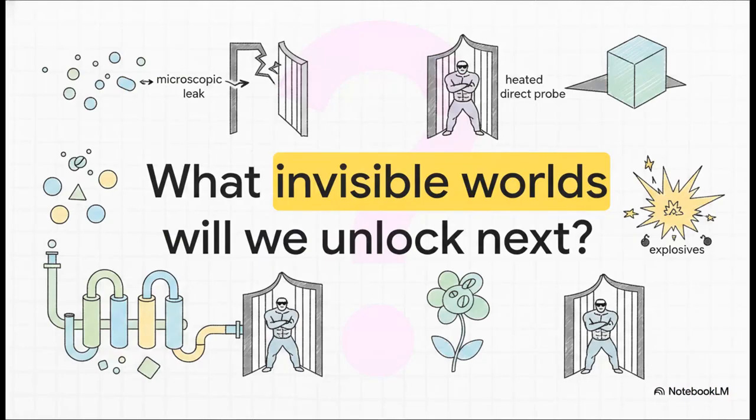Whether it's a volatile gas sliding through a microscopic molecular leak, a non-volatile solid being carefully chauffeured in on a heated direct probe, or a massive chaotic liquid mixture being meticulously sorted by a chromatograph, getting past the bouncer is the first and absolutely most critical step in molecular analysis. These exact techniques are what open the door for everything from discovering groundbreaking pharmaceutical drugs to catching trace explosives at the airport. So here's a thought to leave you with.